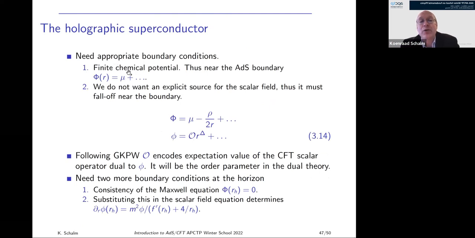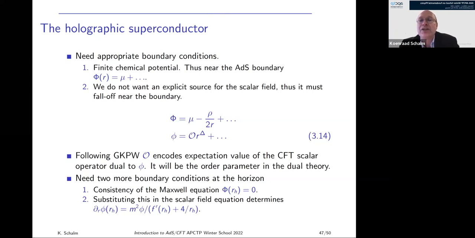I have a finite chemical potential, so that means that the electrostatic field phi should be proportional to mu, a constant. That's the chemical potential plus other stuff. Okay. But let's also think about what should happen for the scalar field. Remember, the scalar field had 2 fall-offs: a power r^(d-Delta), that was the leading term, the source term, and a term r^(-Delta), that was the subleading term, or in other words, the response or the vacuum expectation value.